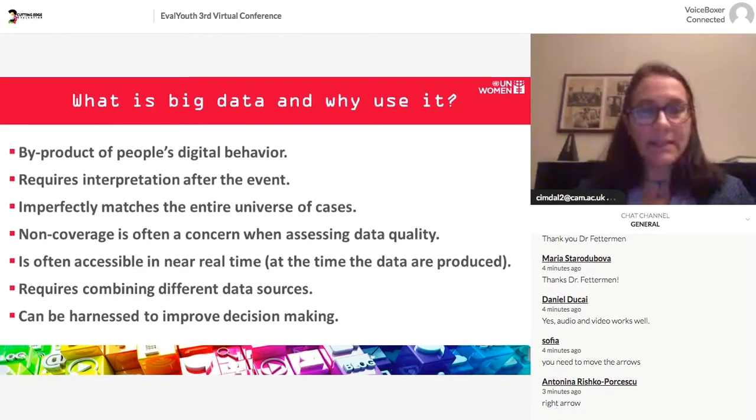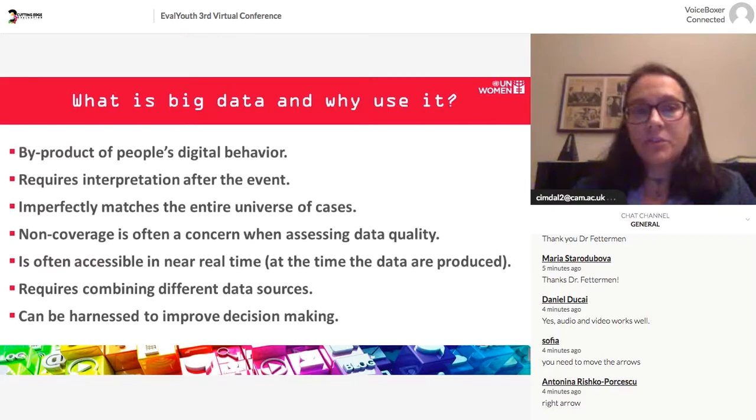So what is big data, and why should we use it? There are different definitions of big data depending on the field that we are applying it. So for evaluation, we think that big data can be considered a byproduct of people's digital behavior. So we are assuming that big data is digital data from the behavior of individuals using internet activities. It could be using social media, it can be e-governance, it can be finance, it can be commerce. So everything that will leave a digital trace.